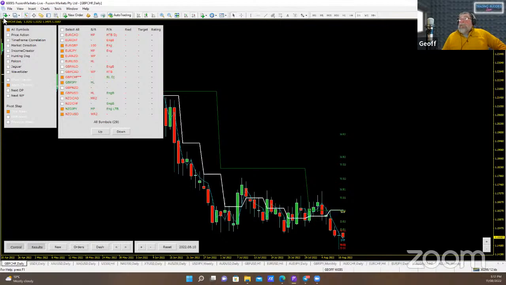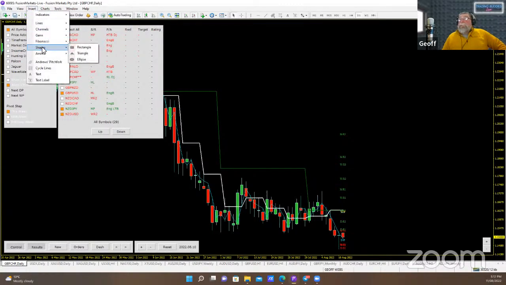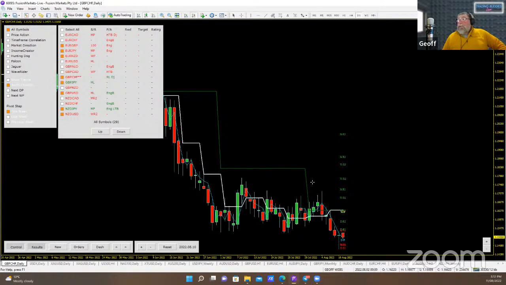What I consider to be a range is, where's my little shape thing? Oh, the wrong thing, that's why. There we are. Let's go with a rectangle. And my idea of what a range is consists of two levels that are similar and on either side of that range. So I would have to pick two highs in here somewhere.